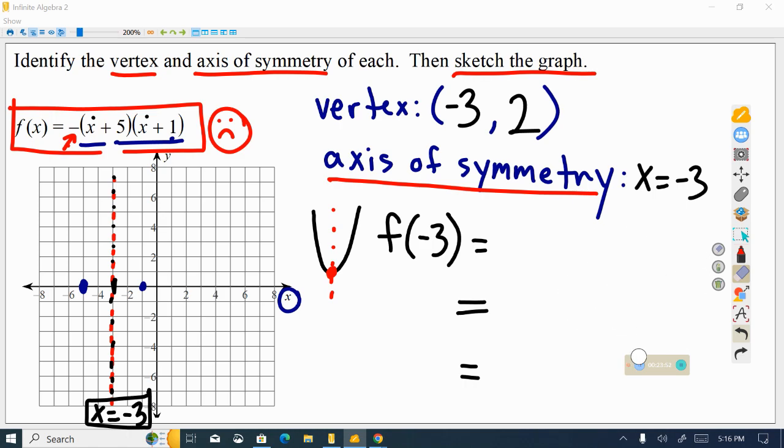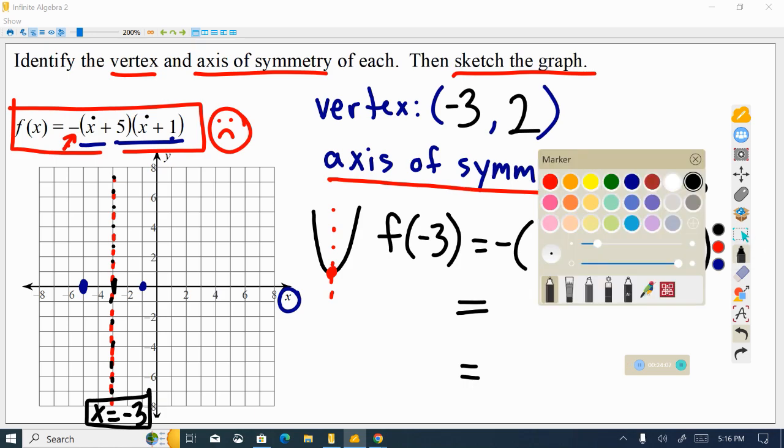I said negative 3 plus 1 was 1, but actually it should have been 2. So I'll be sure to edit this part out. And mistakes are just part of math. So we'll just take that and keep moving. So let's fix that again.